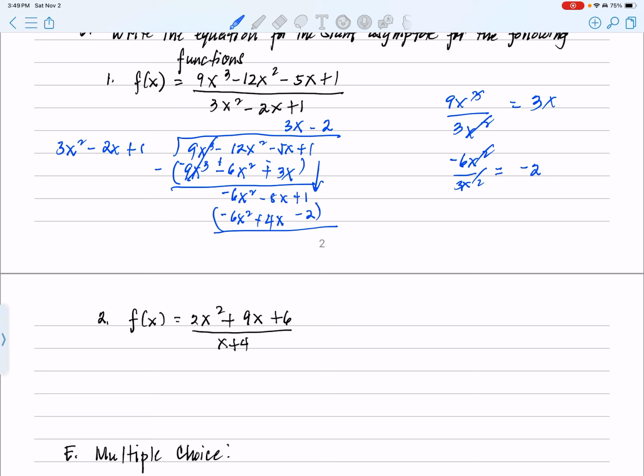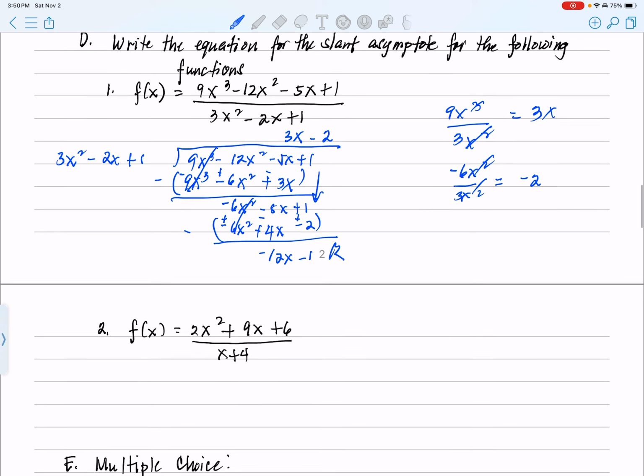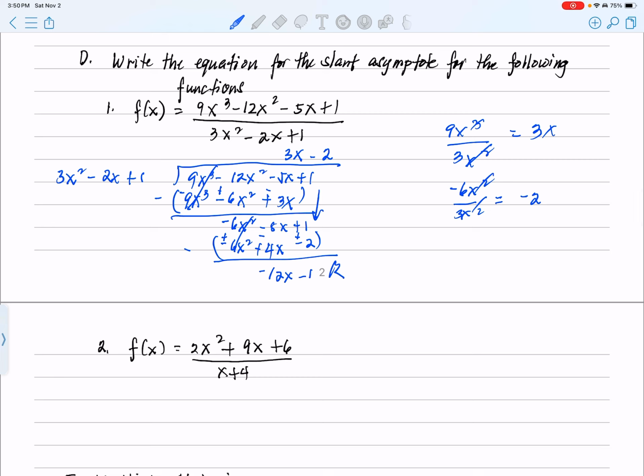Actually, in this case, we are done. I'm just showing the finished product here. This would be negative 12x minus 1. This is the remainder. By getting the slant asymptote, our concern is this, not the remainder. So we have our equation for the slant asymptote as y equals 3x minus 2. Disregard the remainder.